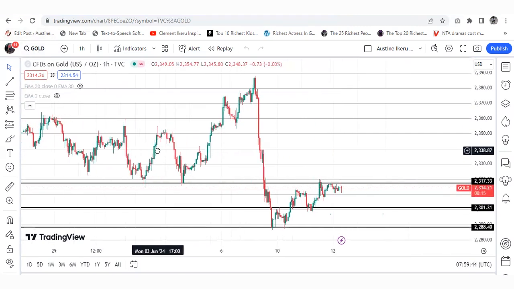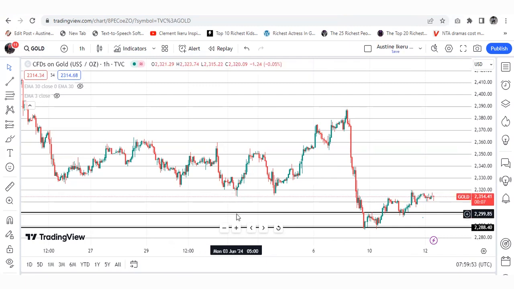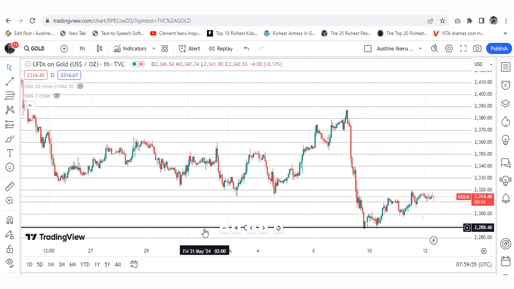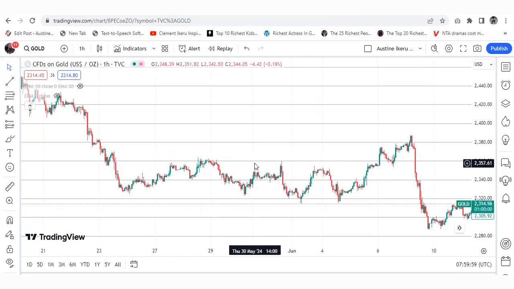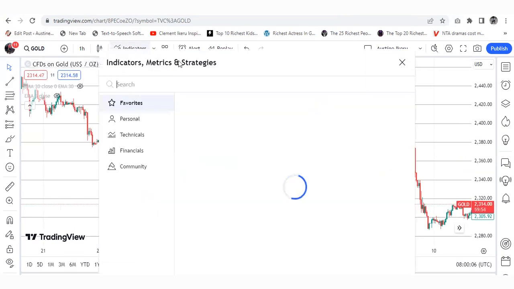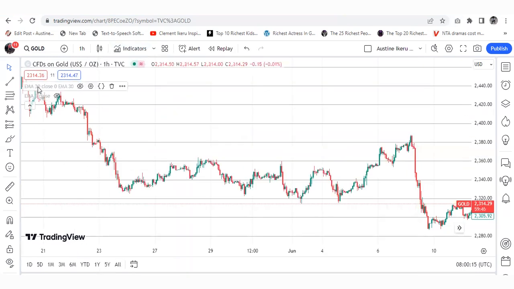So right now I'm going to show you how you can make use of the moving average strategy. Before that, let me remove these levels. Okay, so for you to trade profitably using this strategy, the first thing you need to do is to go to the indicator, you click on it, then you search for moving average exponential. This is it. You click on it twice and it will bring out two. So this is it, the first and the second.